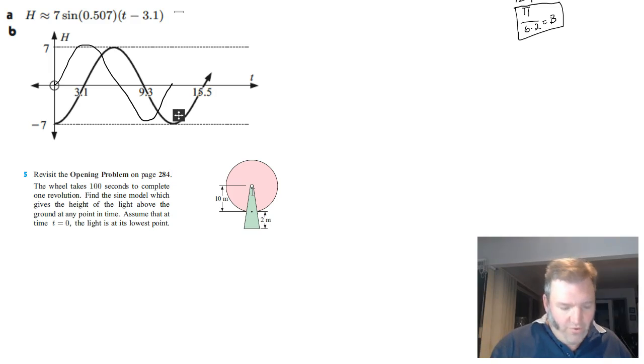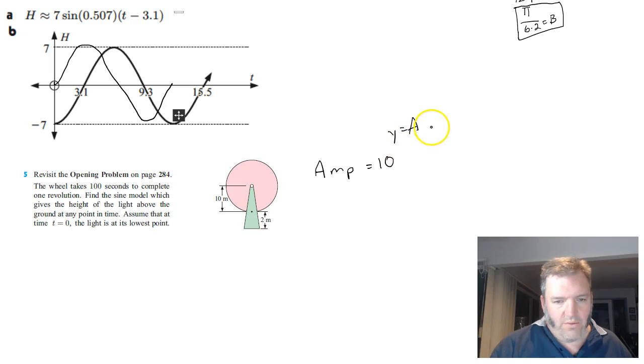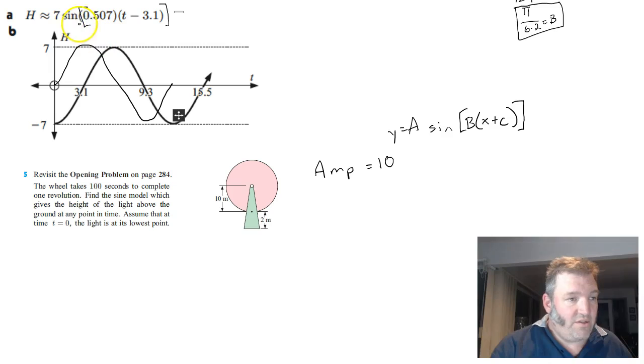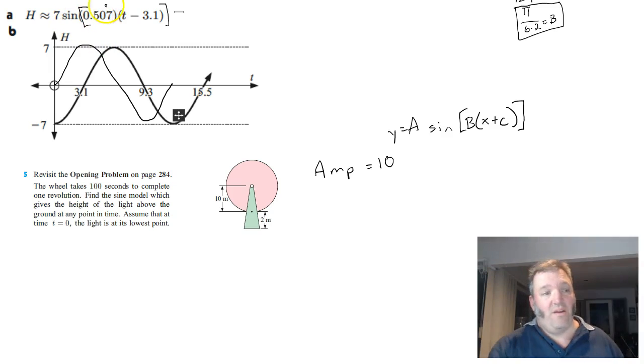So if we wanted to come up with a model for this one, it's actually not too bad. So we've got the amplitude is going to equal 10. So if we're thinking about our y equals a sine b x plus c, remembering, unlike the answer they have up the top here, where they don't have the brackets around the whole lot there, that would actually be incorrect, because you just find the sine of 0.507, which is just a number, and then multiply that by t minus 3.1 if they don't have that extra set of brackets. They really need those in there. I expect you guys to have them in there.